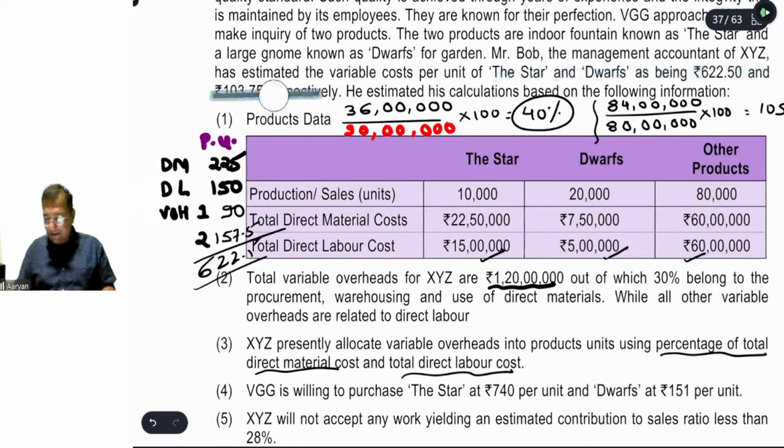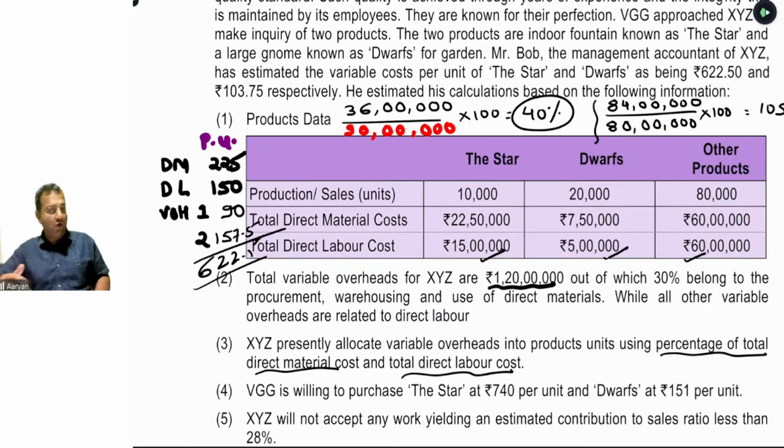Clear, beta? So even if the data doesn't give you 622.5, you can find it out, and you should be able to, because if the paper becomes tough, then definitely the information right now given will no longer be available to you.